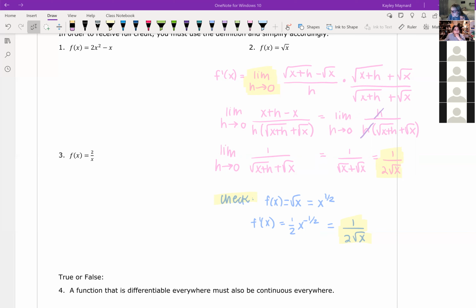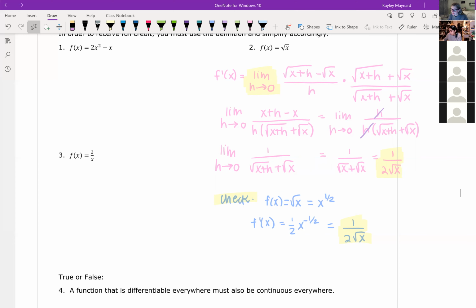Okay, so let's go back to doing questions. So question 3, or does anyone have any questions on number 2 first before I keep going? Okay. All right, so let's do question 3 now.